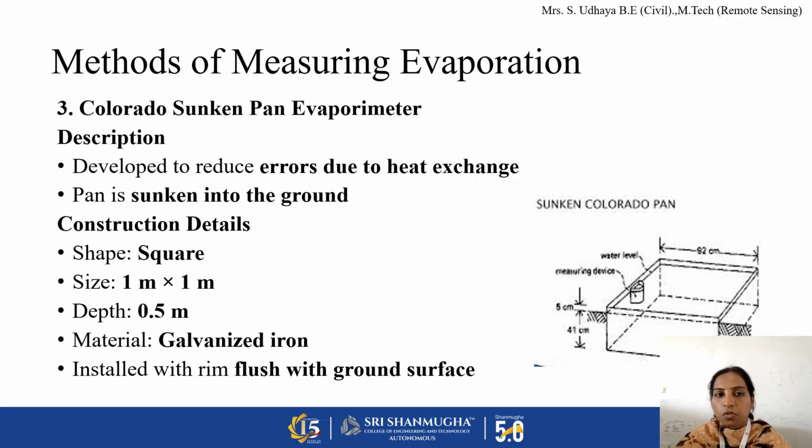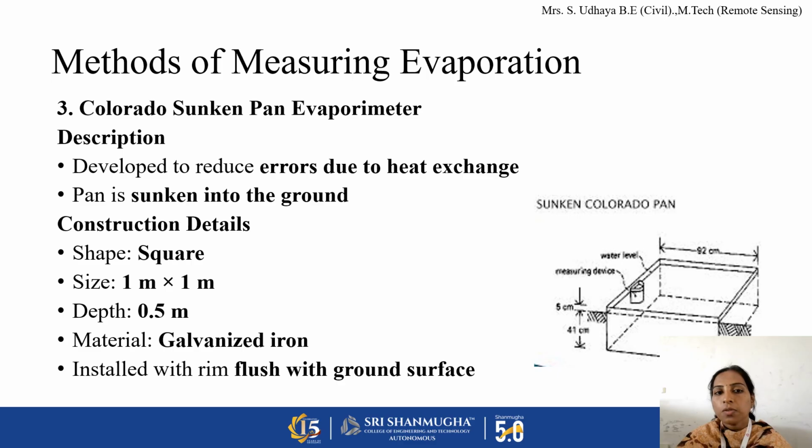The next type of evaporimeter is the Colorado sunken pan evaporimeter. It is installed in the ground, below the ground level, up to the ground level. It is developed in order to reduce the errors due to heat exchange, as water bodies like ponds and lakes are present on the ground, directly connected to the ground. In order to replicate the same principle of a pond or lake, this is developed.